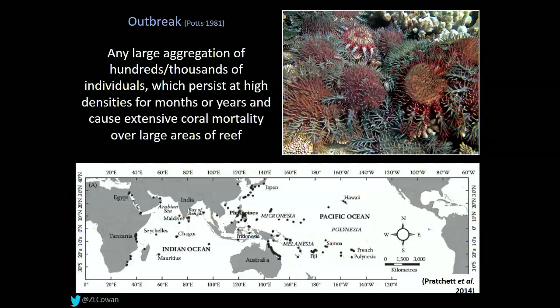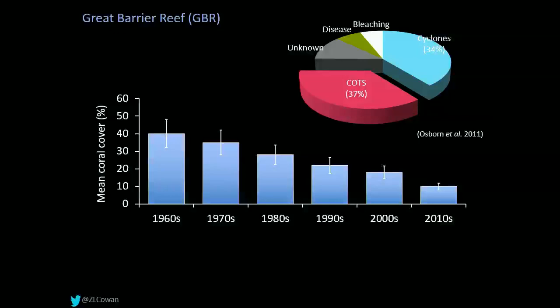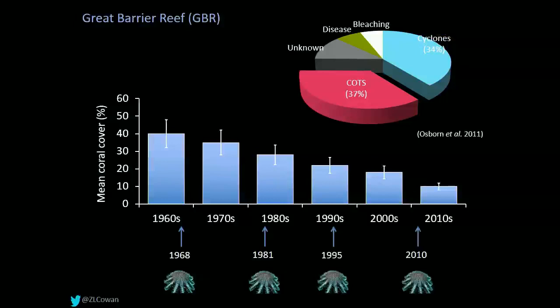These outbreaks are prevalent throughout the Indo-Pacific, as you can see from all the black dots on this bottom figure, and they're identified as a major cause of coral loss across this region, as the starfish feed predominantly on reef-building corals. So on the Great Barrier Reef, mean coral cover has been declining since the 1960s, and predation by COTS is identified as one of the primary drivers of this decline. And these outbreaks have accounted for approximately 40% of the loss between 1990 and 2010. So the first COTS outbreak was in the 1960s, and since then these have been occurring cyclically, roughly every 15 years, with the Great Barrier Reef currently experiencing its fourth recorded outbreak.